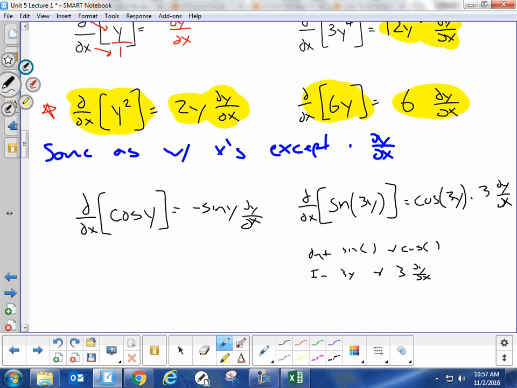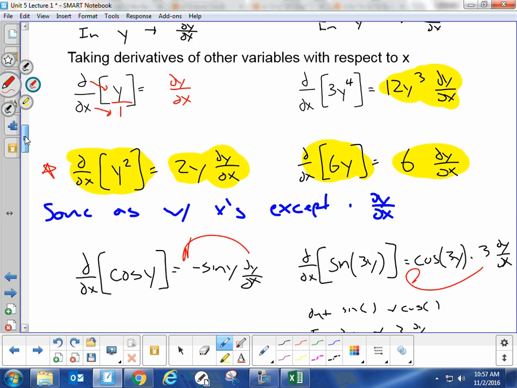Yes, Miss Annarino. Of course. I could turn it into dy dx times 3 times cosine of 3y. This does not have to stay here. It can move anywhere. This can move anywhere. That can move anywhere. You know, as long as you're not moving it inside of the cosine. Yep, just up front, totally fine.